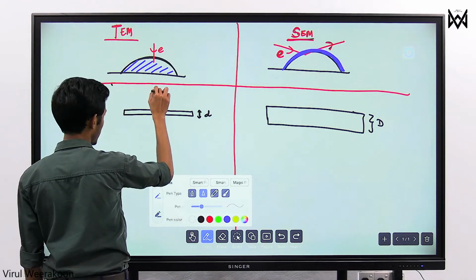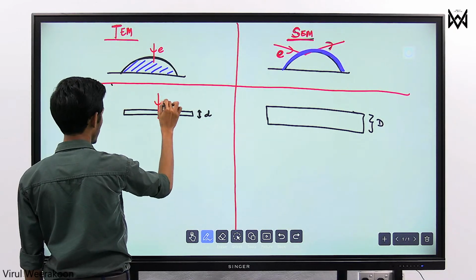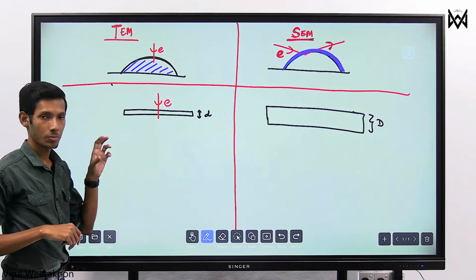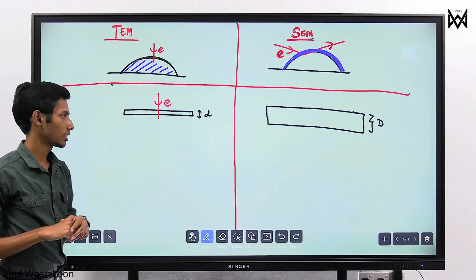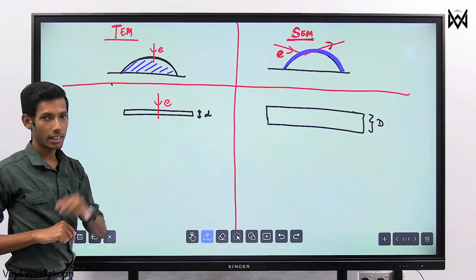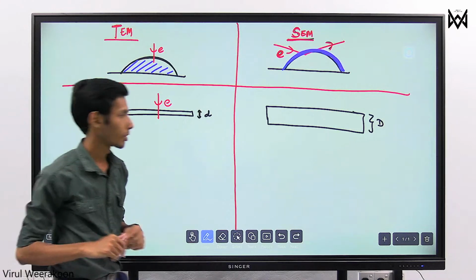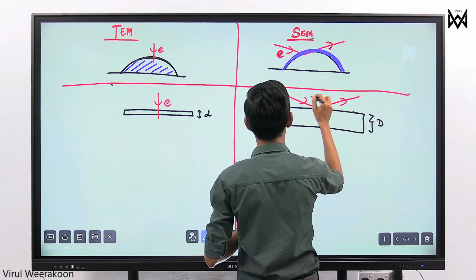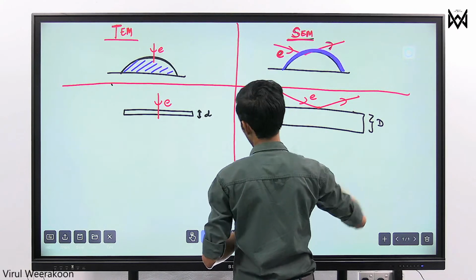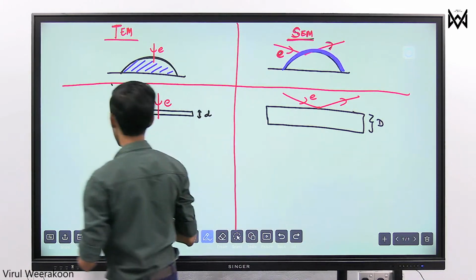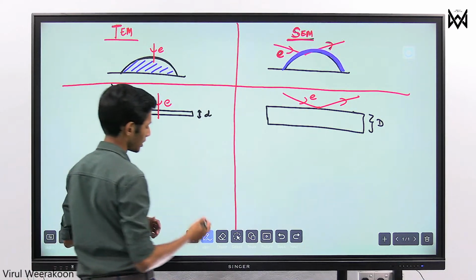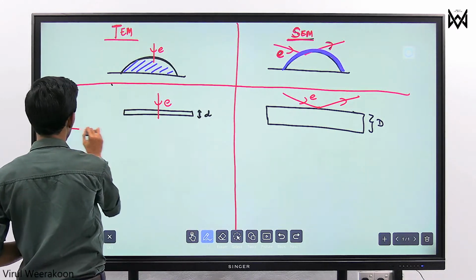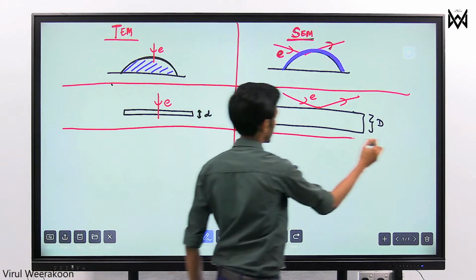Because here, electrons need to be piercing through the specimen. For that process, thickness is a key factor. Thickness needs to be minimized to its lowest, then it is easy. Here the electrons are reflecting, so there is no need for a thin nature. Whether the specimen is thick, no issue, we can handle it. That's the second difference.